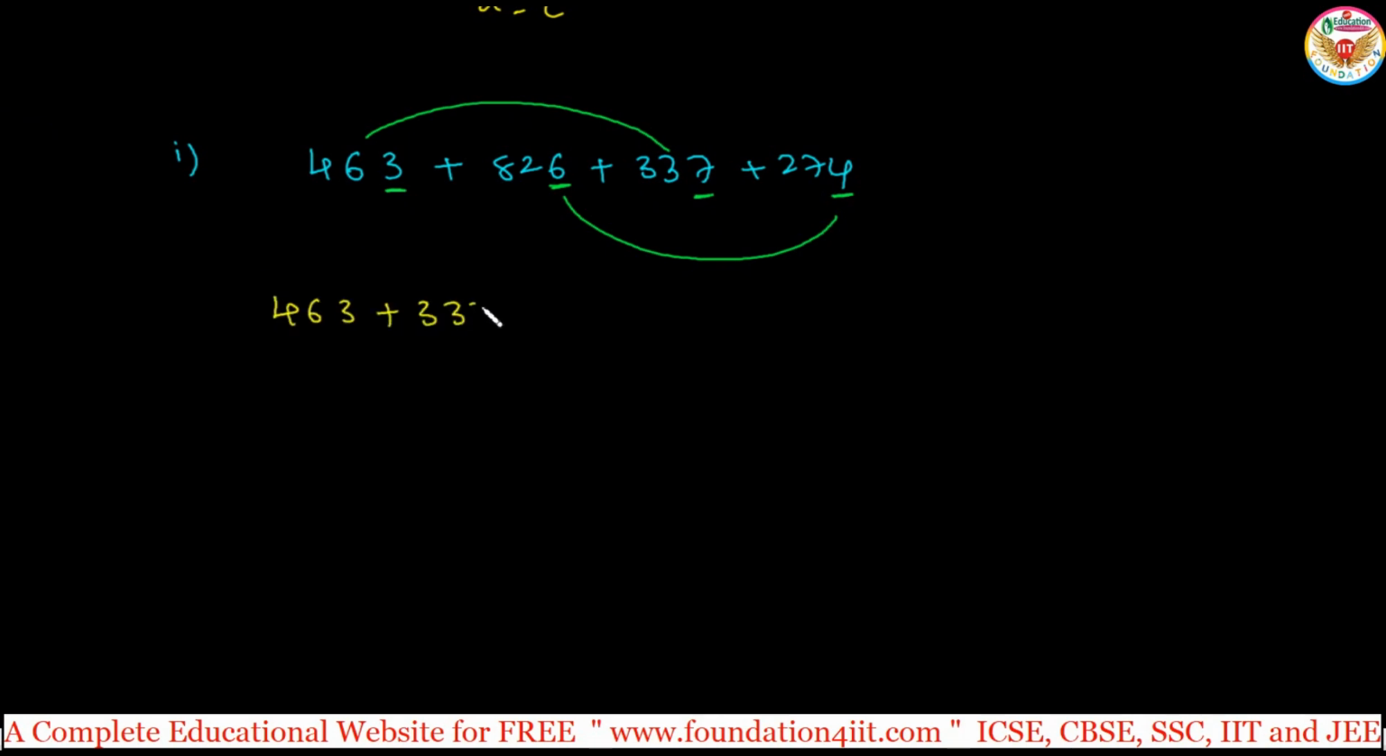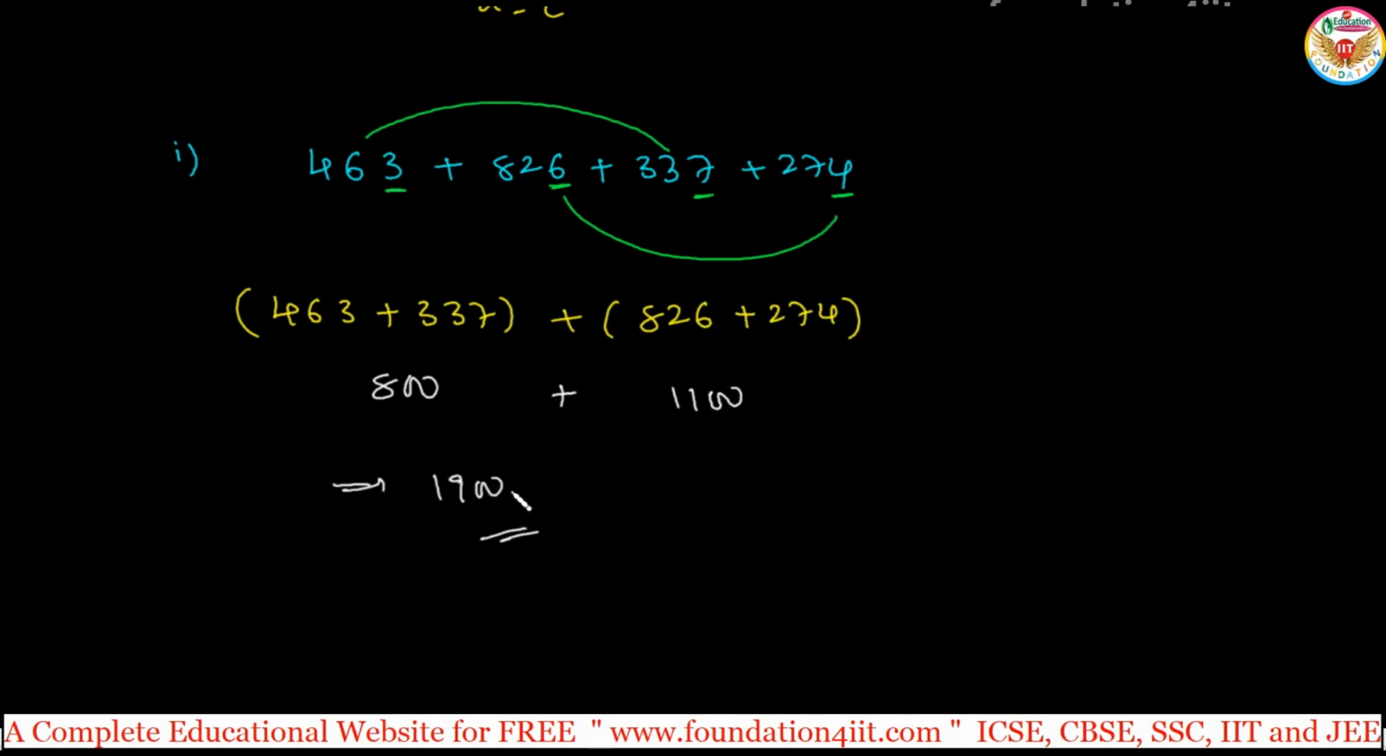463 plus 337 is one set, and 826 plus 274 we make another set. Now 463 plus 337 is 800, and 826 plus 274 is 1100. Now this total is 1900. So this is the way we can do rearranging. Just check the units places: which two units you can add to get a 0 in the units place again. So this is the method to rearrange the given numbers and evaluate these types of questions.